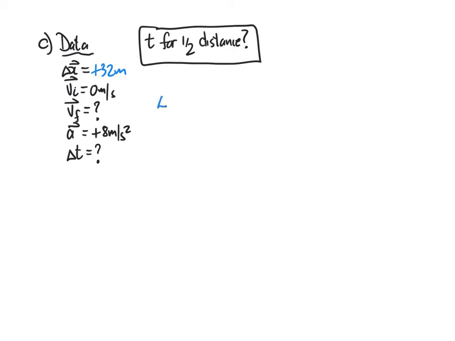So using delta x equals v initial delta t plus a half a delta t squared. We're going to always write that down. Do not skip that step. And now substituting in, delta x is plus 32. V initial is 0, so this first term is going to be 0, because 0 times the time is 0. And adding now a half times the acceleration, plus 8 meters per second squared, times delta t squared.